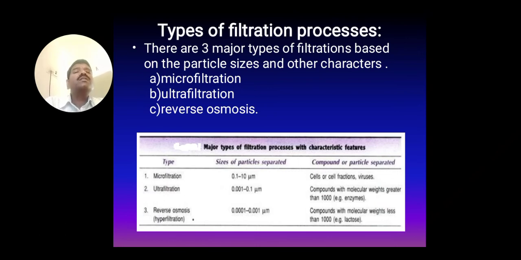There are three major types of filtration process based on the particle sizes and characteristics. First one is microfiltration, then ultrafiltration and reverse osmosis. In the tabular column we can see the differences and the characteristic features of these three types of filtration process.